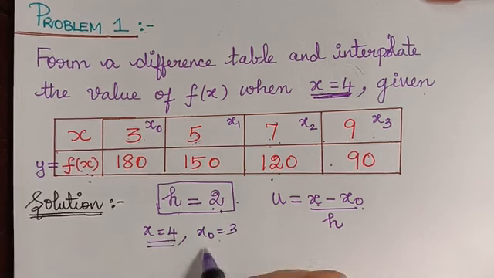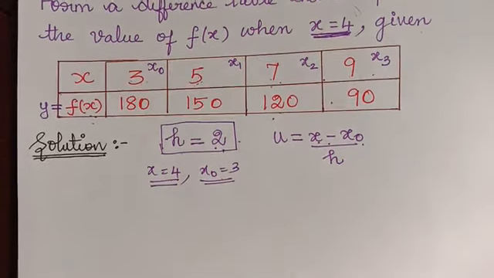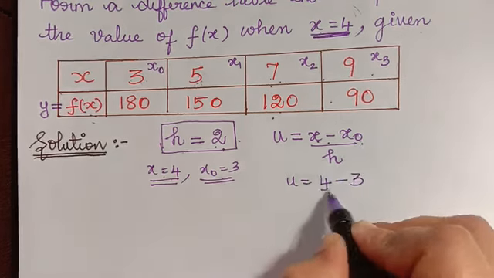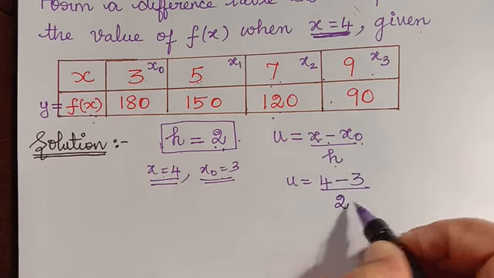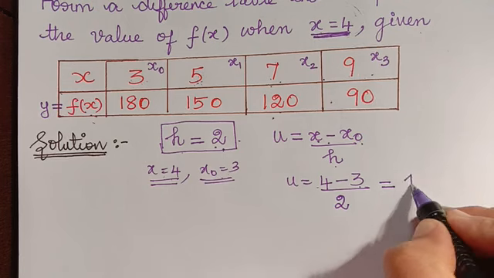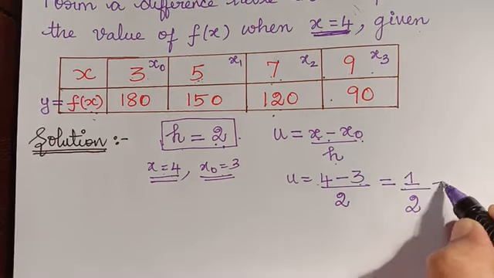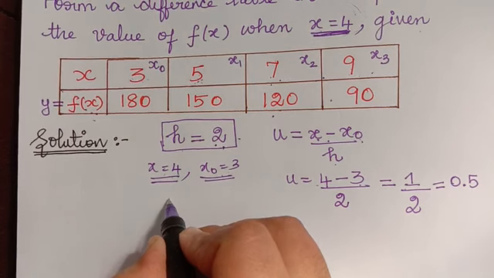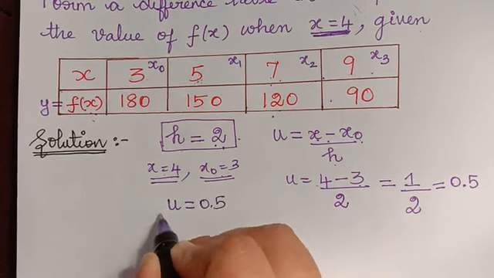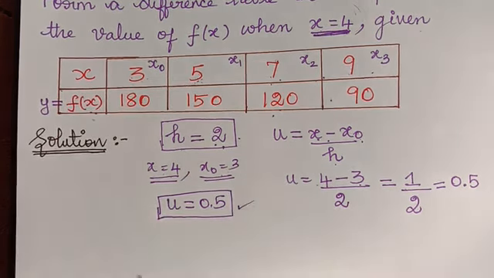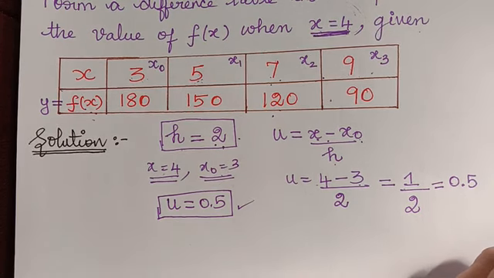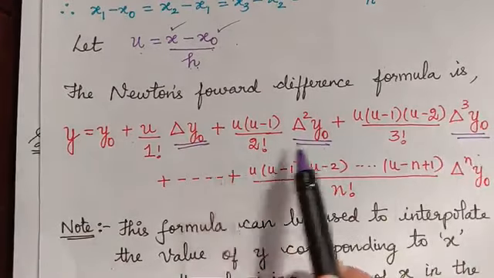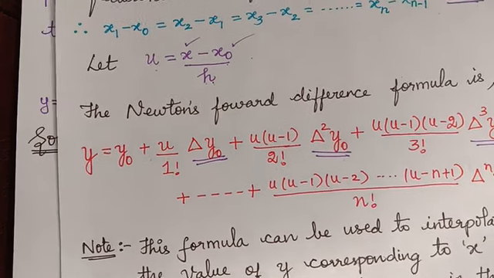Now let us substitute these two values here and obtain the value of u. So u will be equal to x minus x0, so x is 4 minus x0 is 3, divided by h. What is h? It is 2. So 4 minus 3 is 1, divided by 2, which is equal to 0.5. Let us always keep the decimal values. So we have obtained u to be equal to 0.5. Now we have found the value of u. After this, we have to draw the difference table in order to find the values of delta y0, delta squared y0, delta cube y0, and so on, for this formula. So let us form the difference table now.